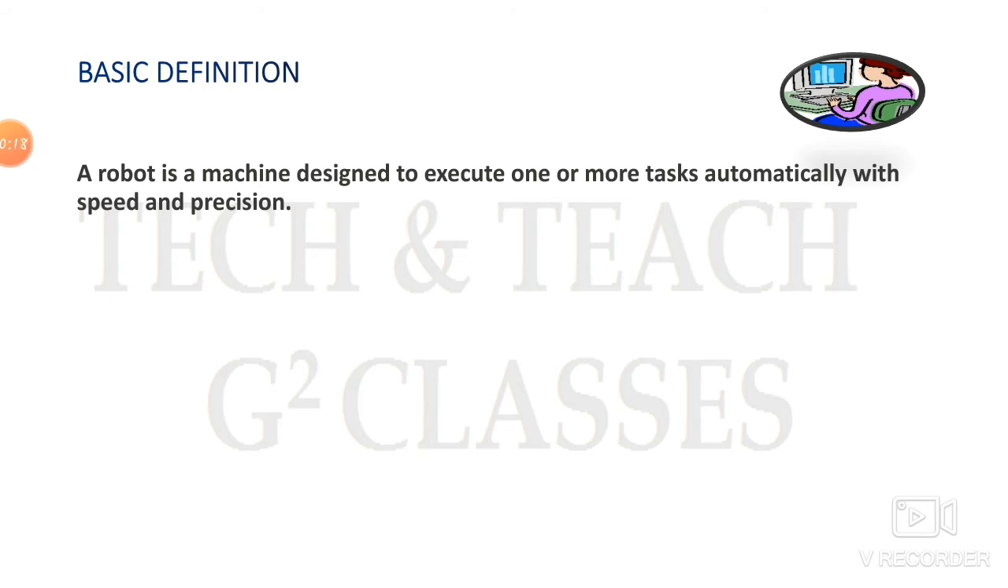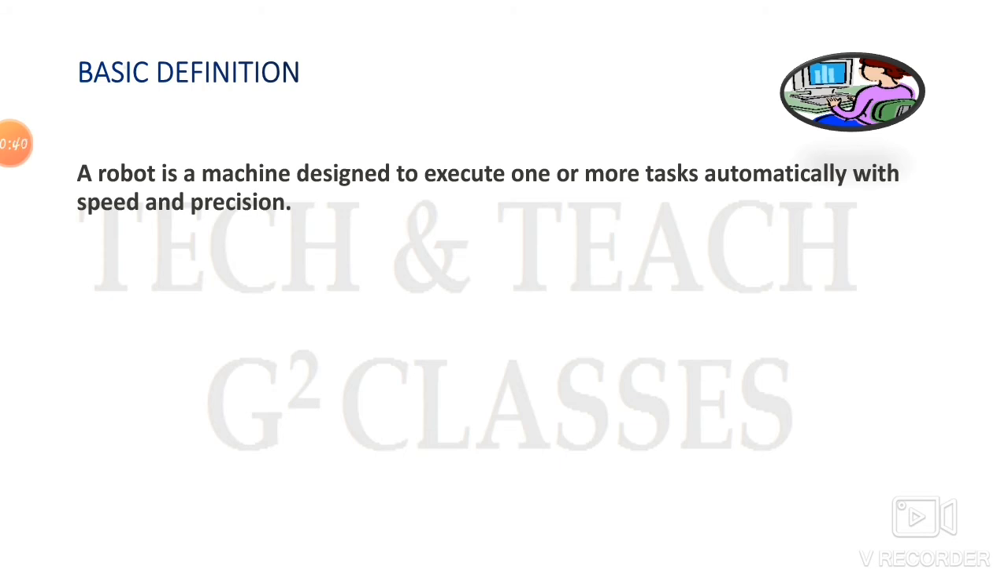Second thing is with the speed and precision. Clear? With almost more than 1000 times more speed than human beings, and with 100% accuracy. Maybe 99.99 something, but almost 99.99 precision it will give. Clear? That is the basic definition of robot.